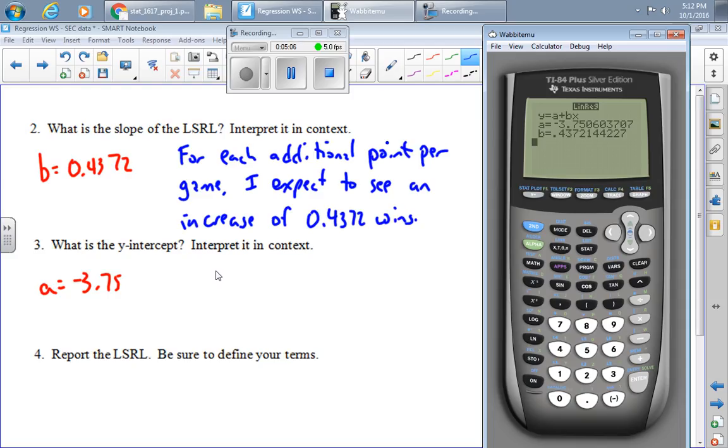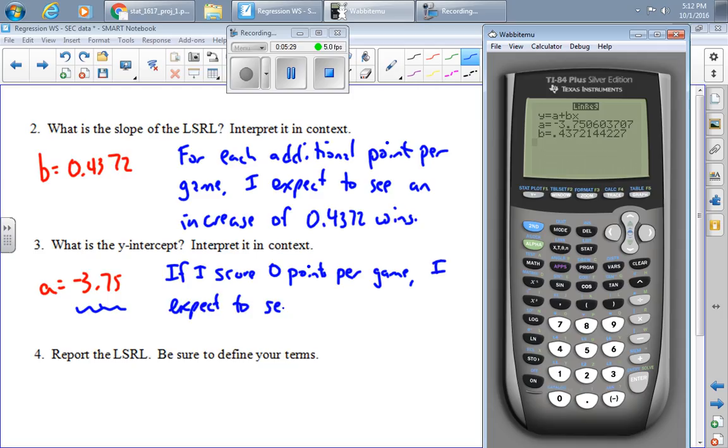Now the y-intercept says if x is 0, I predict y to be this amount. So if I score 0 points per game, which is obviously terrible, I expect to see negative 3.75 wins. Now obviously that's impossible. You can't have that number of wins.